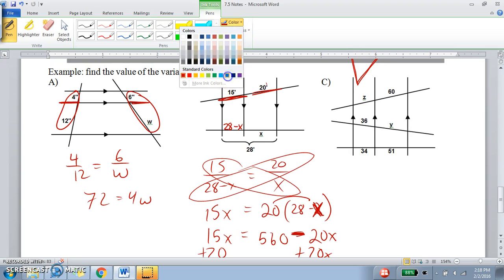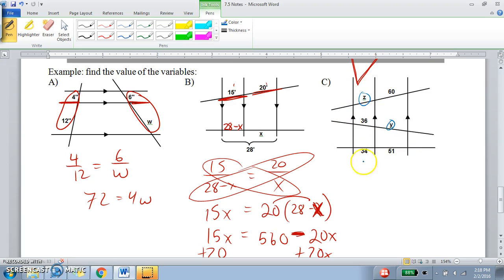All right, the last one over here. This one has multiple parts to it. So we've got variables here and here. All three of these lines are parallel, and these three lines going this way are transversals. I can compare any two sets of these numbers. So here and here, I can compare those to this and this. I can compare these to these. I can compare these to these. I can compare any combination of two numbers that I want from these different transversals.